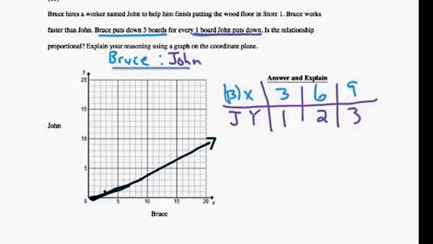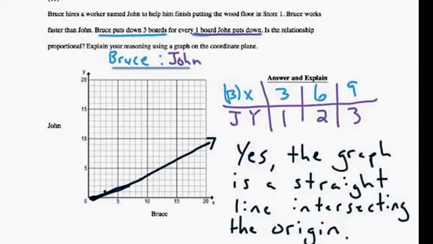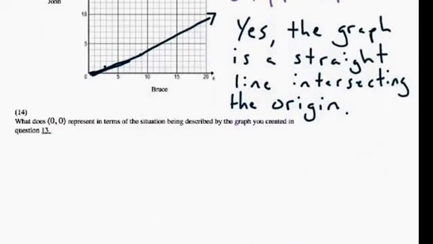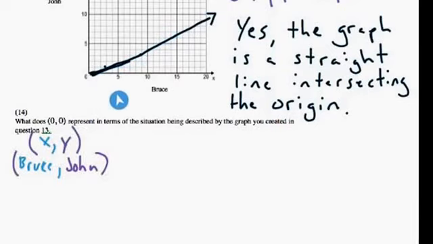15, the finish line, the final question. Which point on the graph represents the number of boards Bruce puts down if John puts down 6 boards? So we want to think back to 13 and how we identified Bruce as X and John as Y. And we can actually bring the table we had created in 13 with us to help answer this question.